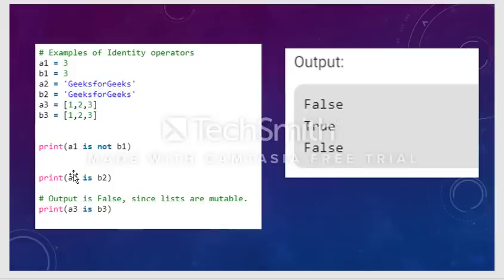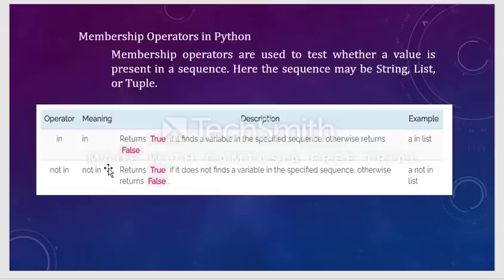So as of now, try to understand that is not and is are two different operators, called the identity operators, to check whether the values are identical or not. Okay, next, membership operators in Python.